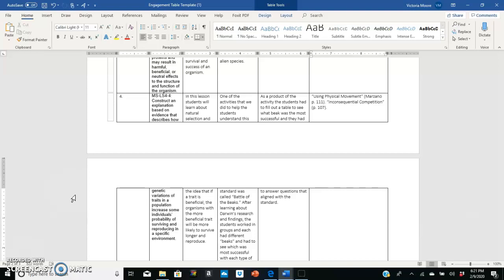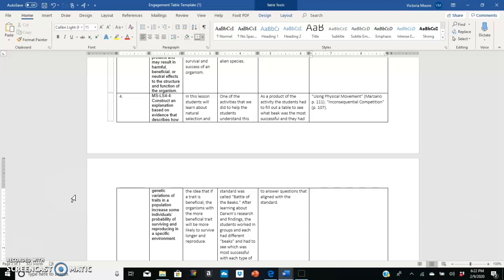And what happened is, in small groups, which I love doing because it helps keep the engagement up. It also used inconsequential competition, because I let them pick, as long as they didn't fight, and I had no fights, so that wasn't a problem, of what beak they got. So they either got a binder clip beak, a clothespin beak, a tweezer beak, or a fork beak.